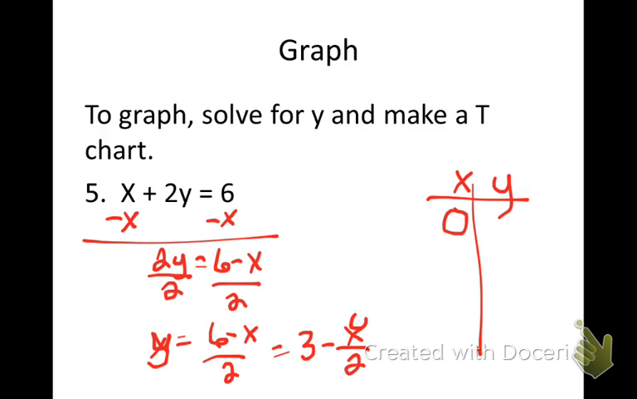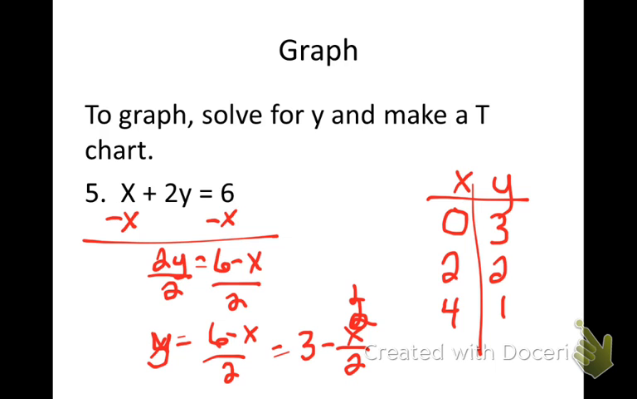If I put a 0 in here for x, 0 divided by 2 is just 0. 3 minus 0 is 3. Now I'm going to choose a 2, so if I put a 2 in here, 2 divided by 2 is 1. 3 minus 1 is 2. If I put a 4 in there, I'm going to get 2. 3 minus 2 is 1. Sometimes it's nice to put a negative number, but I want you to have at least 3 values.